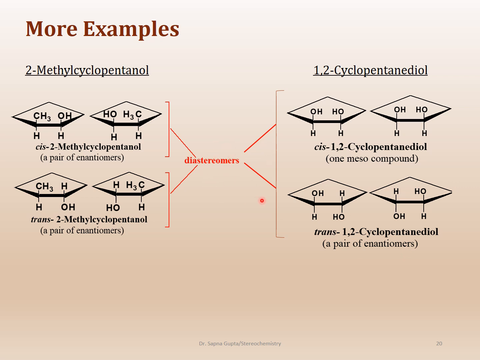These diastereomers that are listed over here are actually for each other, not between the two molecules, but the relationship between the cis and the trans 2-methyl cyclopentanol, these are diastereomers. And then the relationship between the cis 1,2-cyclopentanediol and the trans 1,2-cyclopentanediol, these are diastereomers. So enantiomers are mirror images, diastereomers are not mirror images.